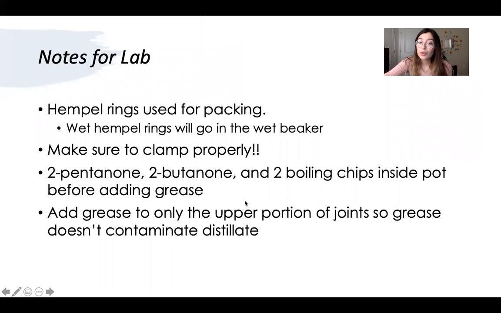Add 2 pentanone, 2 butanone, and 2 boiling chips inside the pot before adding grease, like I said, to avoid contamination. You're going to add grease to only the upper portion of joints so grease doesn't contaminate the distillate. Now, you're only supposed to add a little bit of grease, so I'm going to demonstrate the first one, and then we can continue from there.